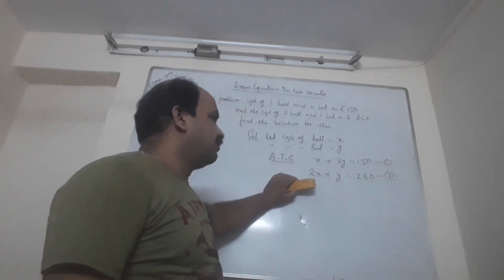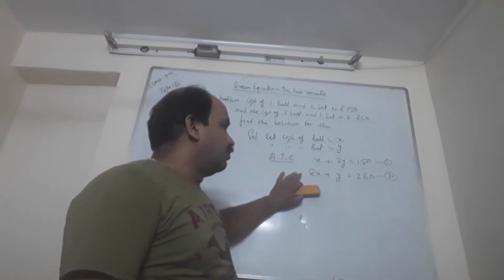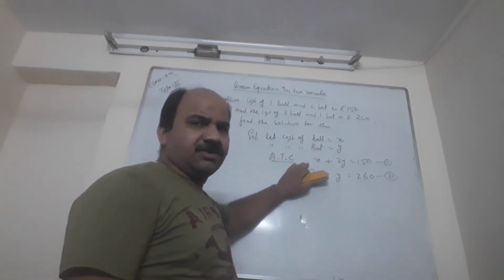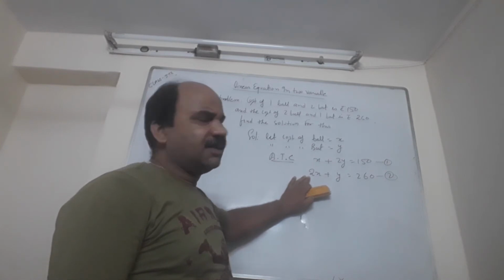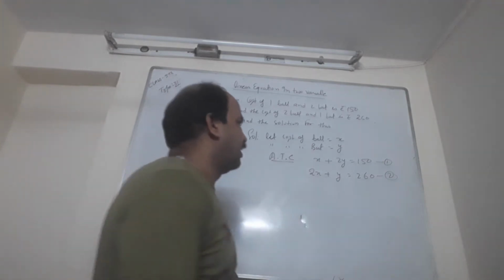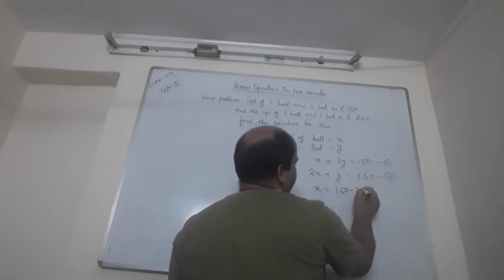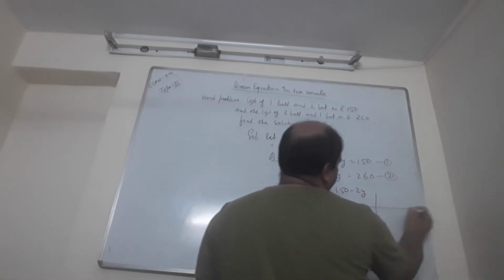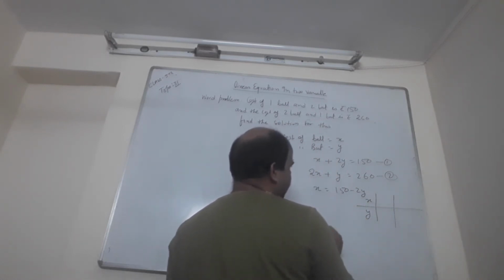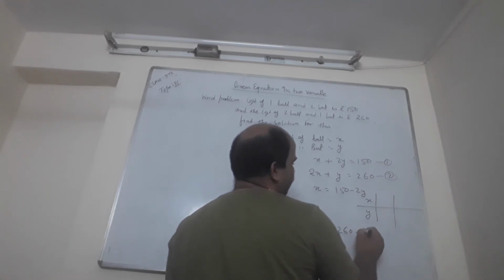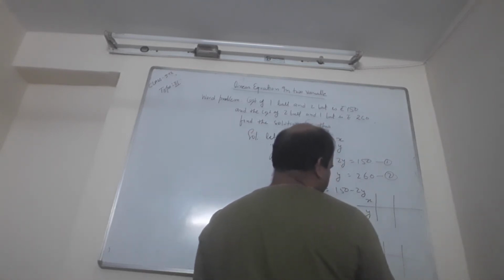Now how to solve this? By the graphical method. Take three solutions of the first equation and three solutions of the second equation, then draw them on the graph. So for the first equation we can get x equal to 150 minus 2y, then we will get 2 values for x and y, and for the second equation we will get y equal to 260 minus 2x, and again we will get 2 values.